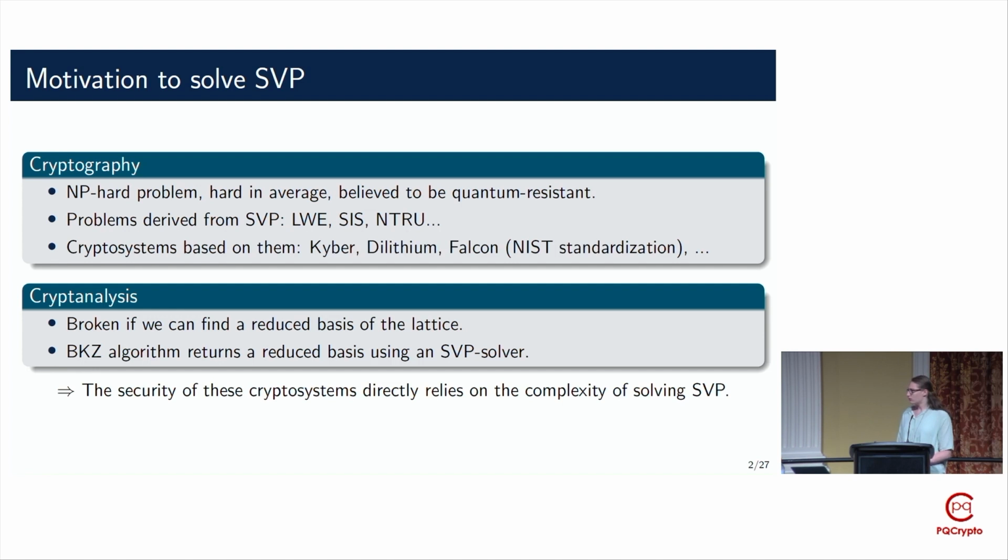And there exists an algorithm that computes a reduced basis, and it uses an SVP solver. So the security of these cryptosystems directly relies on the complexity of solving SVP. That's why it's important to know in which time and with which memory resources we are able to solve SVP, to estimate the security of those cryptosystems.